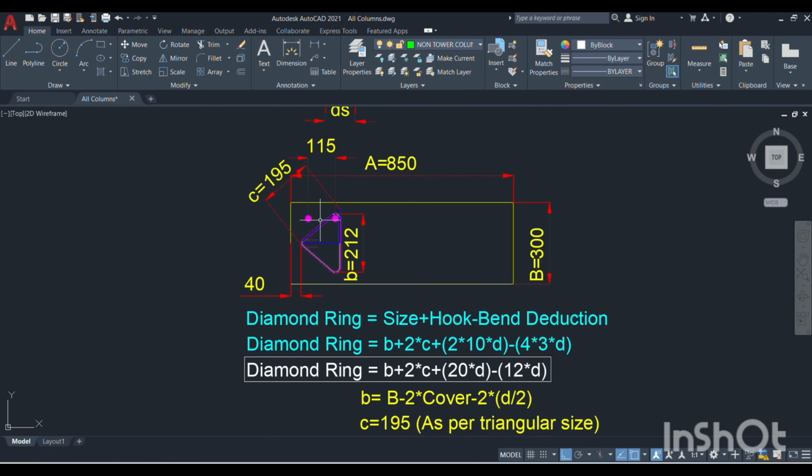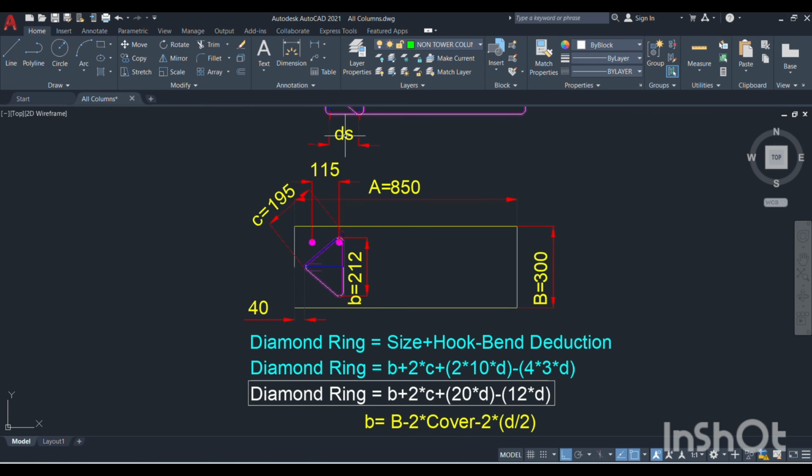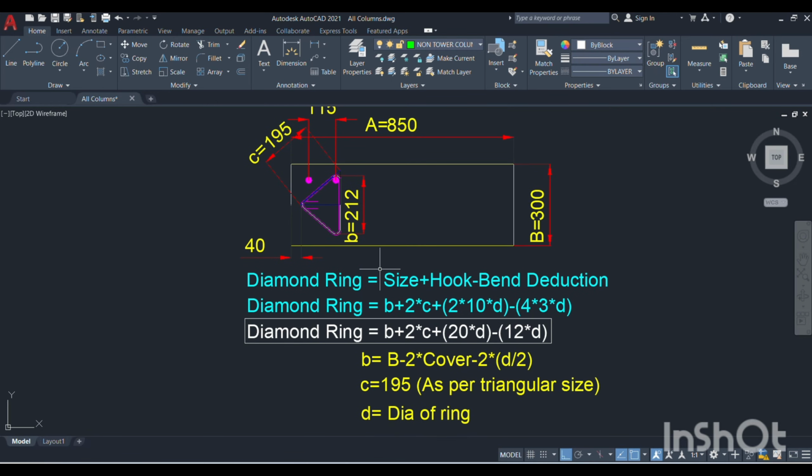I am keeping 195 mm for the diamond ring hypotenuse side, and the column main rod spacing inside this diamond ring will be 115 mm. That 115 mm I am calling DS. DS is the diamond ring space. And b will be calculated from capital B minus 2 times the cover minus 2 times half the dia, then small b will come.